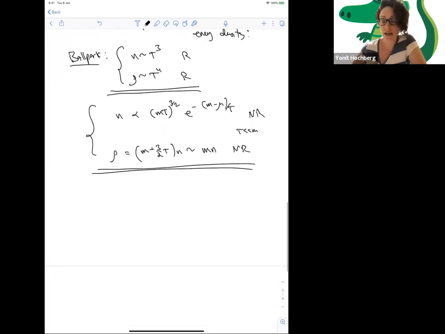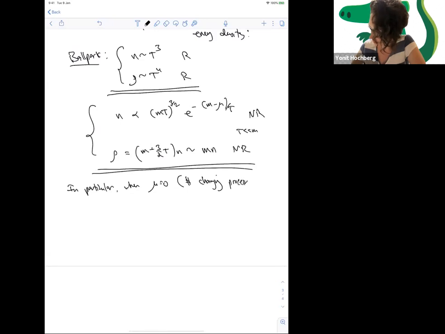And in particular, if I have fast number changing processes, which set the chemical potential to 0, then the number density is going to be exponentially suppressed. So when the chemical potential equals 0, which means that the number changing processes are fast, then the number density is exponentially suppressed. Exponential suppression for our number density.